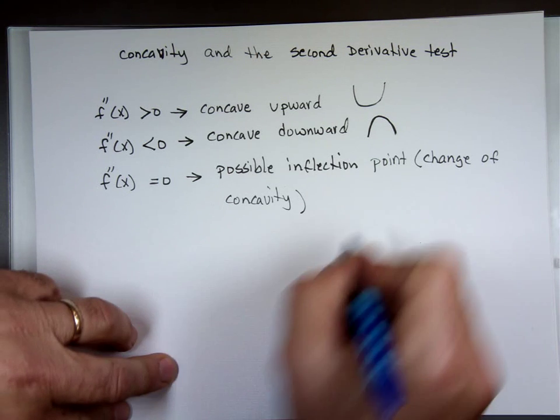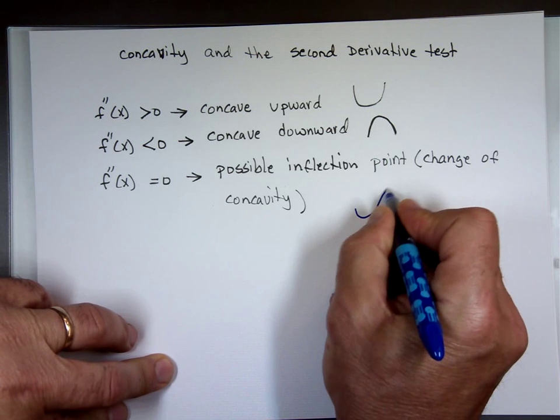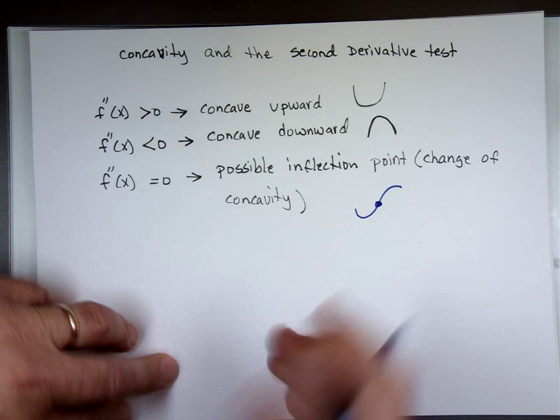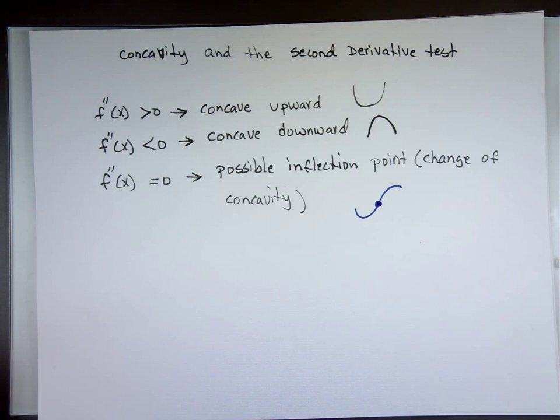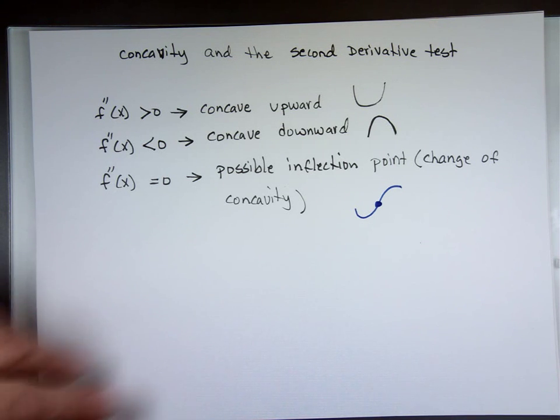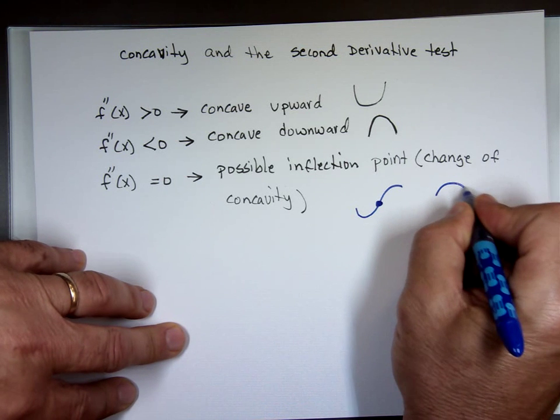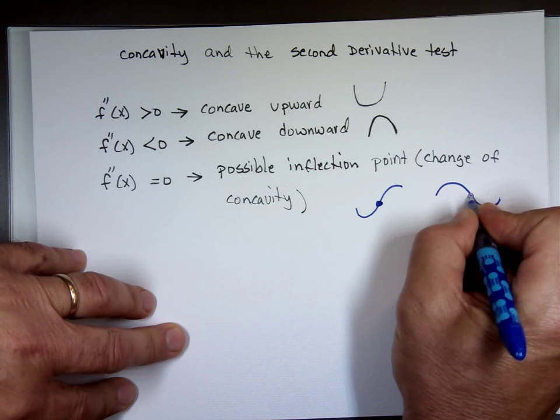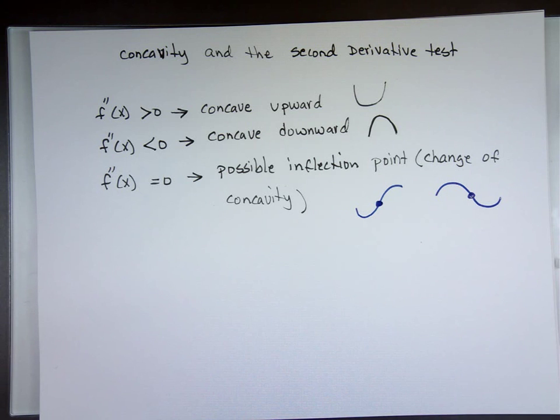So that's an inflection point. That's this one. See how it's concave upward till it hits that point, then it's concave down. Or it could be like this. Those are known as inflection points, change of concavity. Concave down, it hits the point, it goes to concave upward.